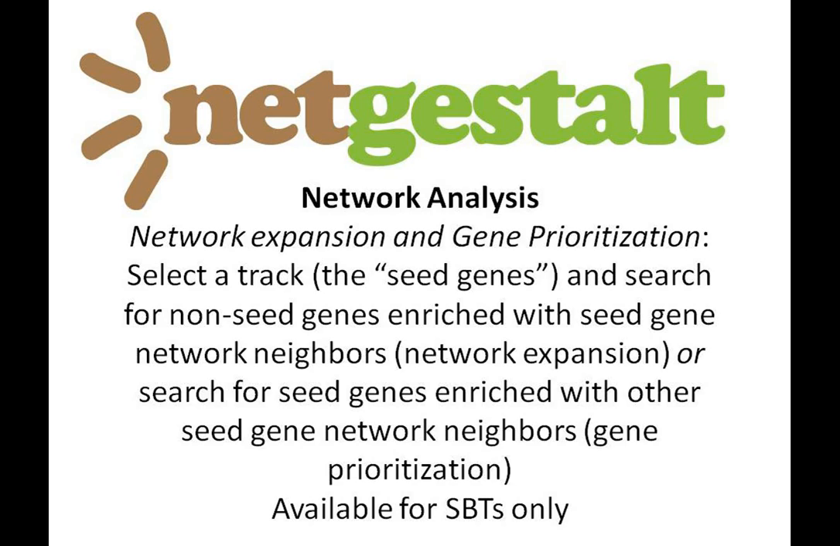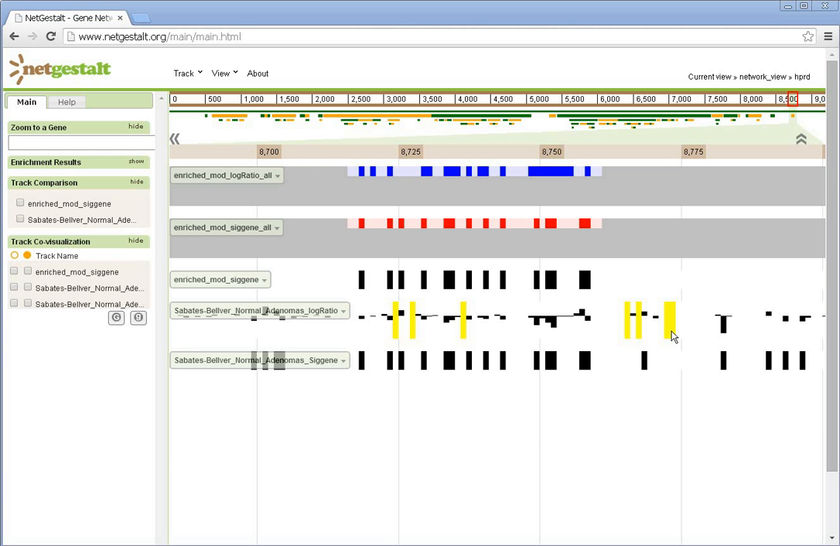Next, let's look at the network expansion and gene prioritization tools, both of which are available for single binary tracks only. When you use these tools, the genes in the track are treated as seeds. When the network expansion option is chosen, a Fisher's exact test is used to find the non-seed genes found to be enriched with your seed genes as network neighbors. Conversely, when the gene prioritization option is chosen, seed genes that are enriched with other seed gene neighbors are identified.